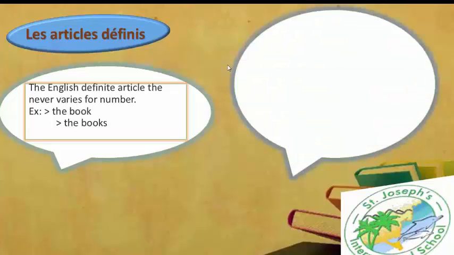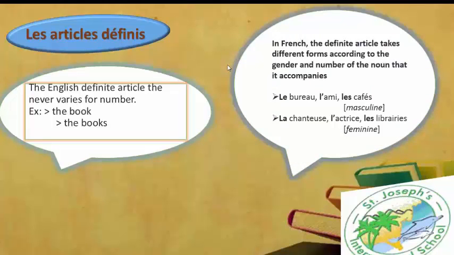Et en français, in French, the definite article takes different forms according to gender. Gender here, it means masculin ou féminin. And number, singulier ou pluriel, of the noun that it comes with. So, I'm giving you here some words. For example, the word bureau, it's office. I wrote here le bureau, the office.